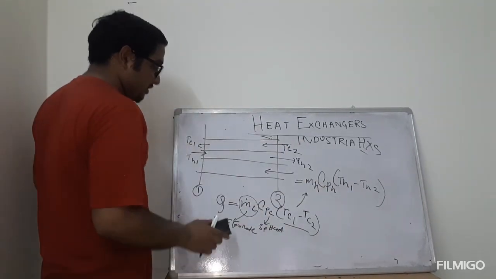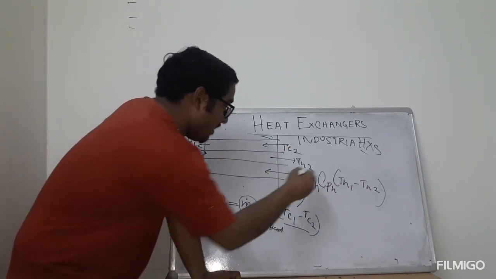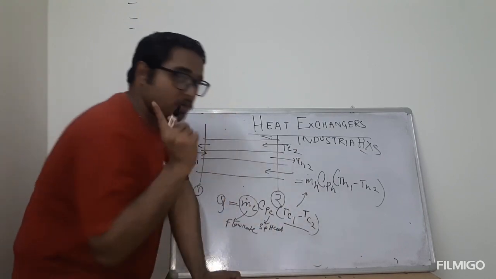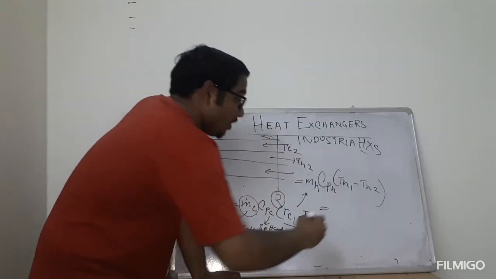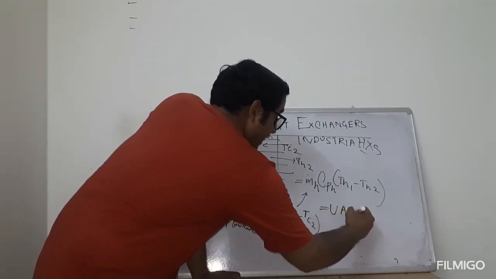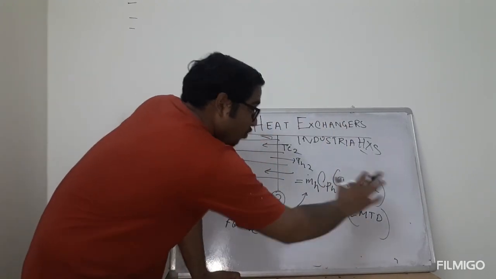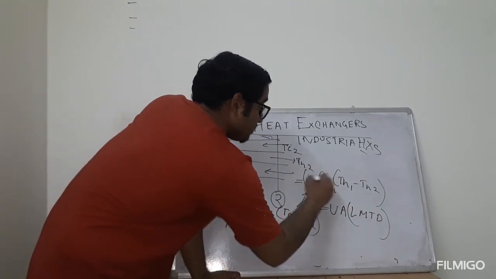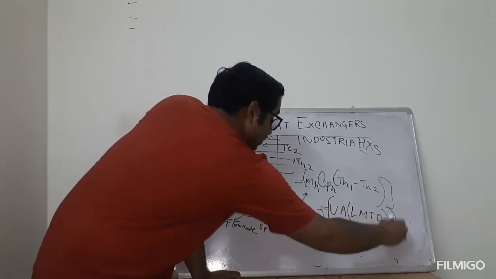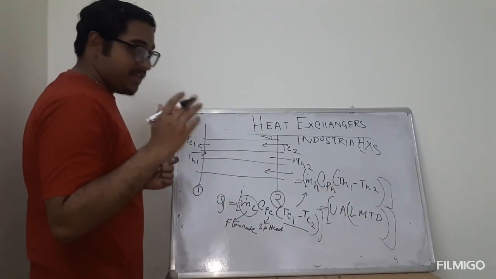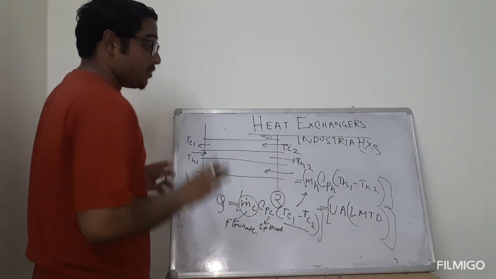Now these two, once again, I'm telling you, m dot C Cp C into TC1 minus TC2, and m dot H Cp H into TH1 minus TH2, this is the heat transfer. And these two are equal to U A LMTD. This is by virtue of the hot fluid, this is by virtue of the cold fluid, and this is by virtue of the heat exchanger. Now this never changes. These three will always be equal to each other, and this is the total heat that will be transferred in a heat exchanger.